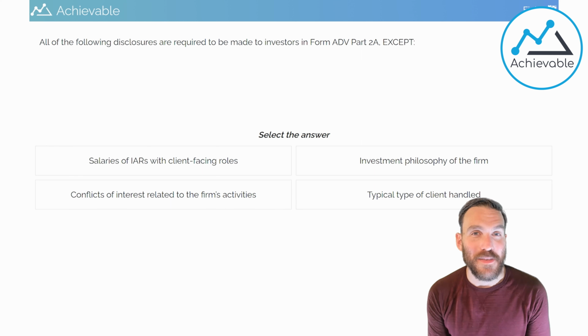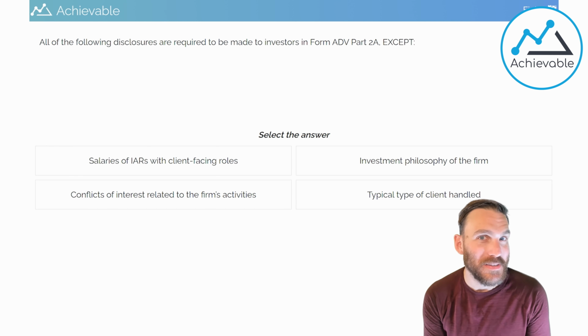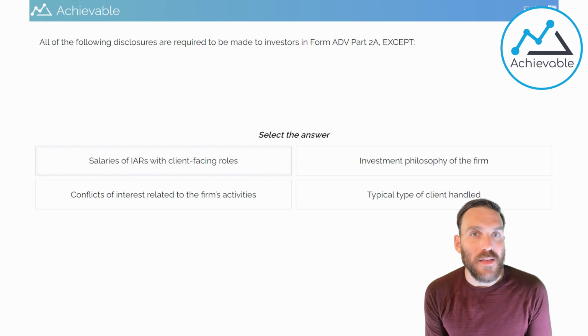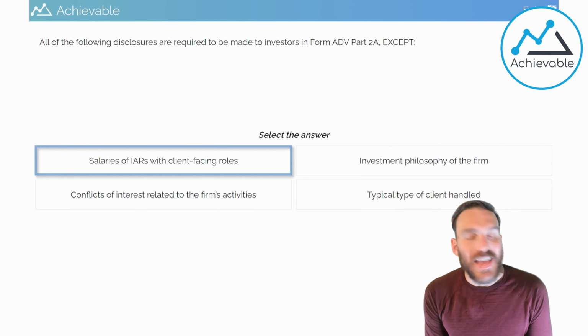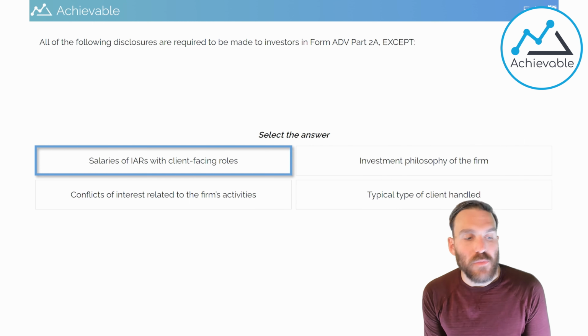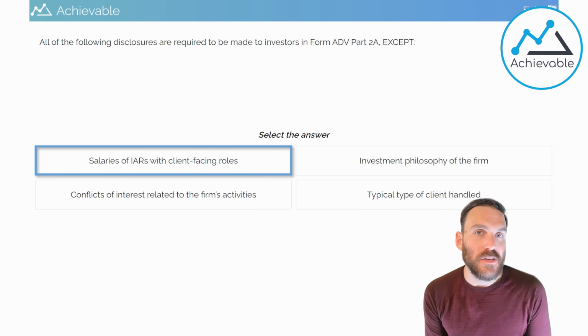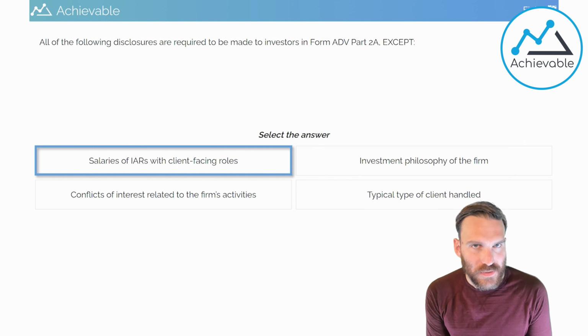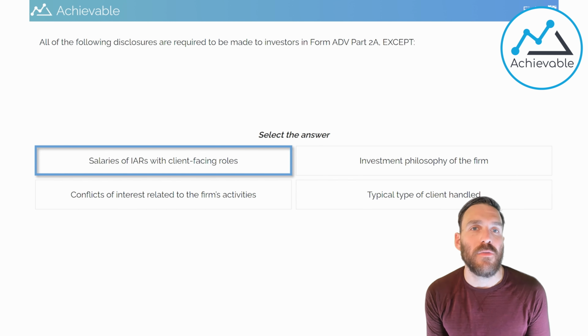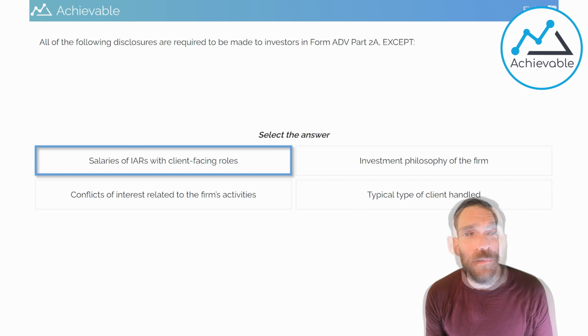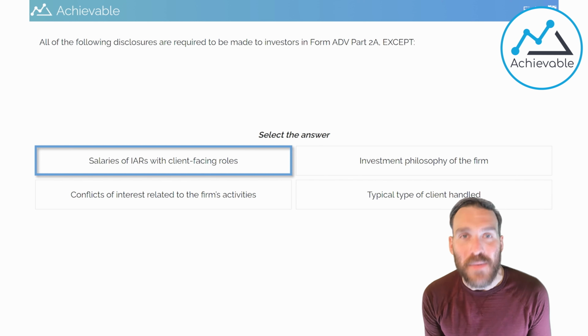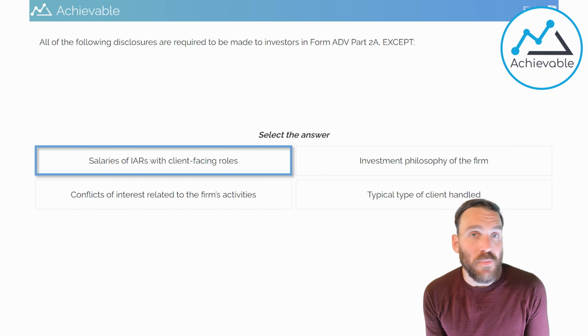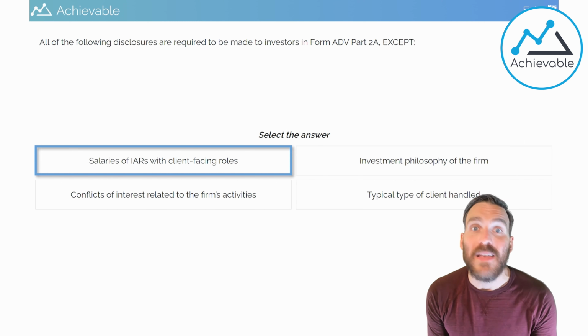All right, you think you have the answer? Let's see. We'll start with the top left answer that's in front of you. Salaries of investment advisor representatives with client-facing roles. That's an interesting one. We talked about how the brochure covers fees and compensation received by the advisor. But remember, when we're saying the term advisor, we're talking about the business itself. And yes, it's important for a client to know, hey, what fees am I paying?